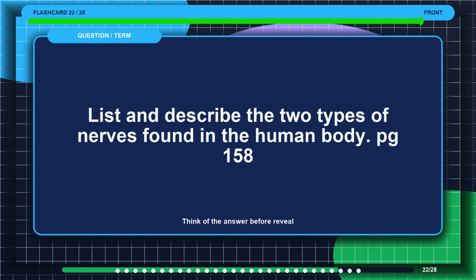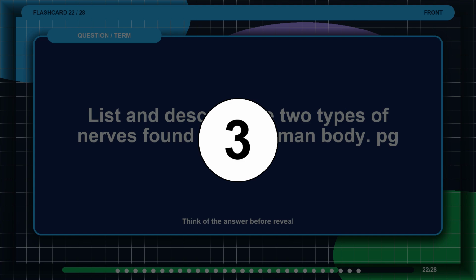Flashcard 22. List and describe the two types of nerves found in the human body. Page 158. Pause and think of the answer before the reveal.